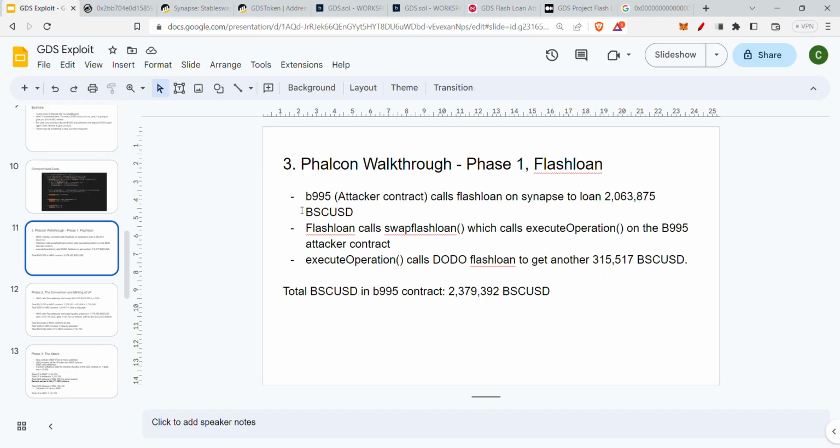So if you go back here, B995 calls flash loan on Synapse to loan 2 million tokens. Flash loan calls swap flash loan, which calls execute operation on the B995 attacker contract. So execute operation calls another flash loan to get another 300,000. The total BSC USD in the B995 contract is 2.3 million BSC USD.